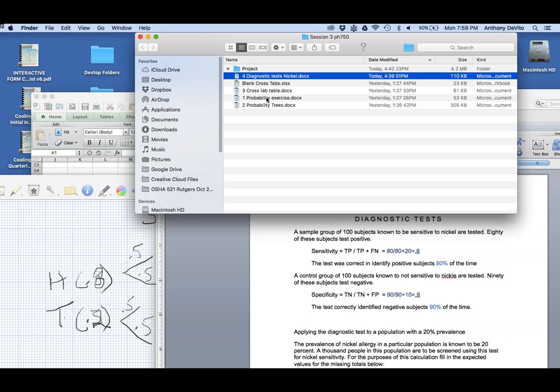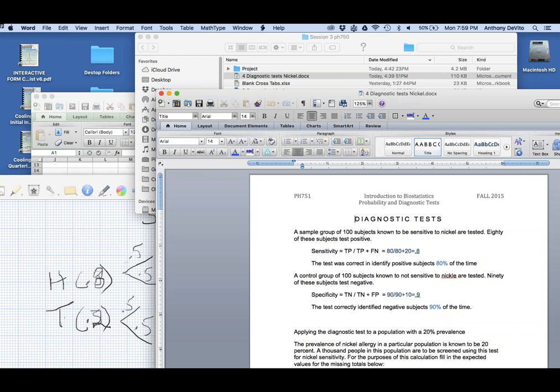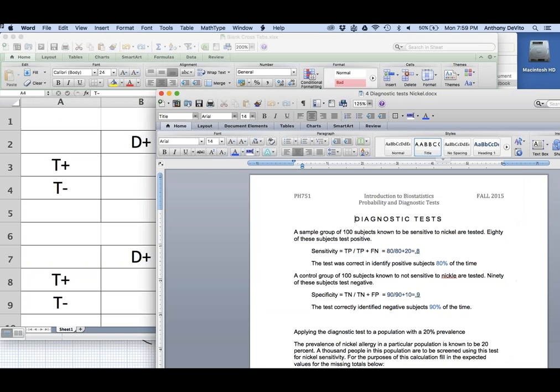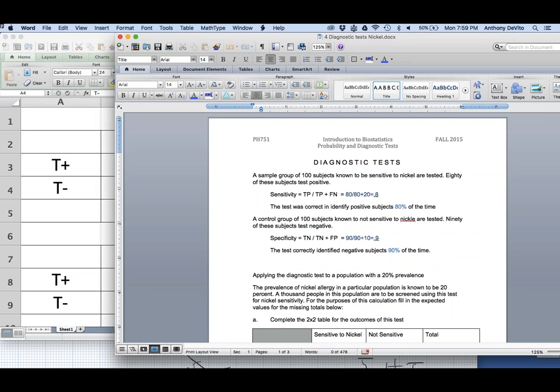I'm gonna open up this document called number 4 diagnostic test nickel, and I'm gonna open up this blank Excel file, this table. So this is actually a contingency table or crosstab. In the columns, I have whether a person has the disease or they don't have the disease. In the rows, whether the person tests positive on a diagnostic test or that they test negative on a diagnostic test. Okay, so I'm going to read this description of this diagnostic test.